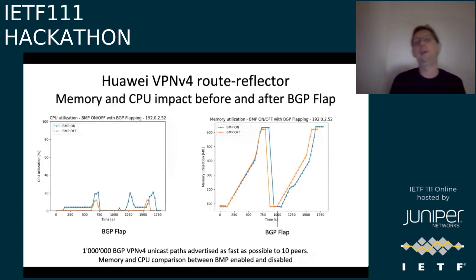Here we are looking at the impact on the route reflector in the middle in terms of memory and CPU. You can see in the middle, at 1000 we were basically flapping the peer. So you can see before and after the flapping the difference if BMP is turned on or turned off in terms of CPU and memory utilization. You see there is not much of a difference. Next slide, please.